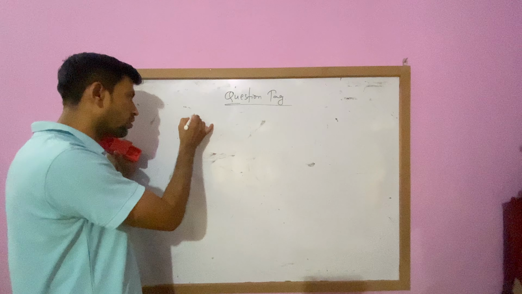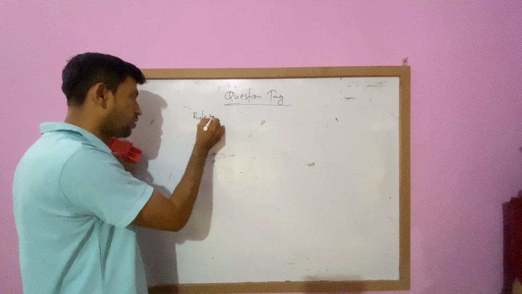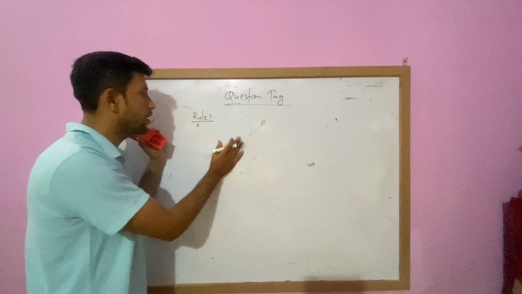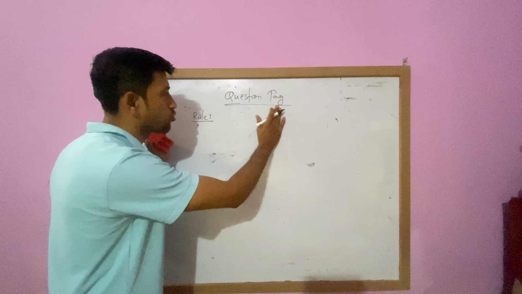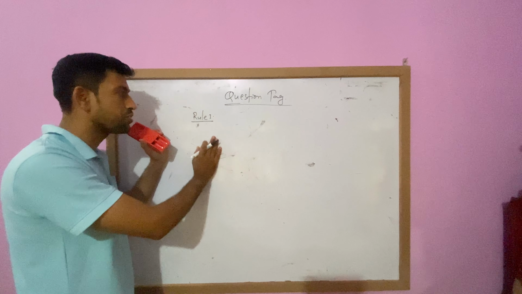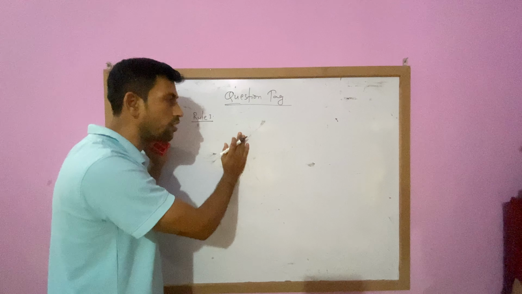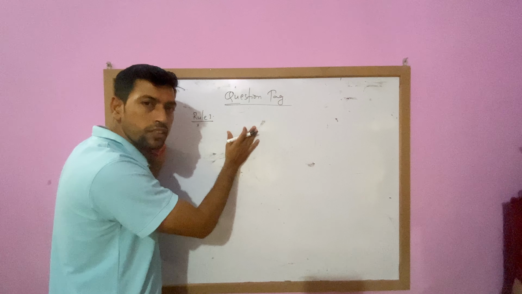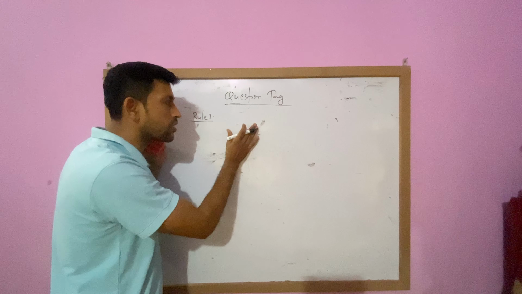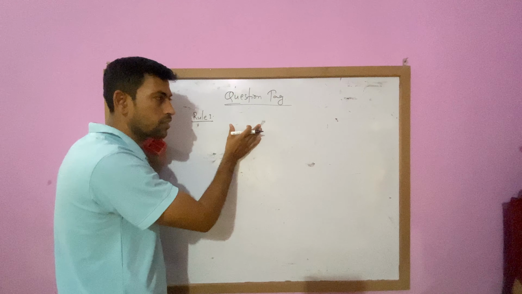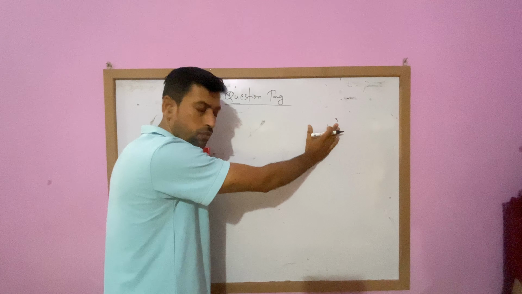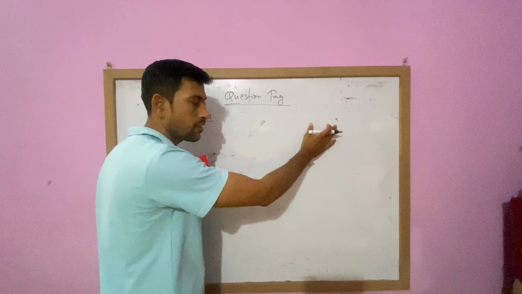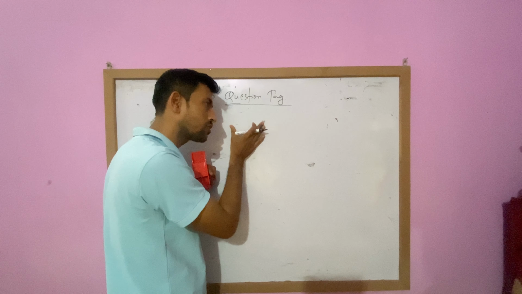First rule is rule number one. Rule number one, while solving the problem, we need to understand some of the rules which are really important for us. Rule number one: if the statement is positive, the tag is negative. Again, if the statement is positive, the tag is negative, right? If the statement is positive, then the tag is negative.